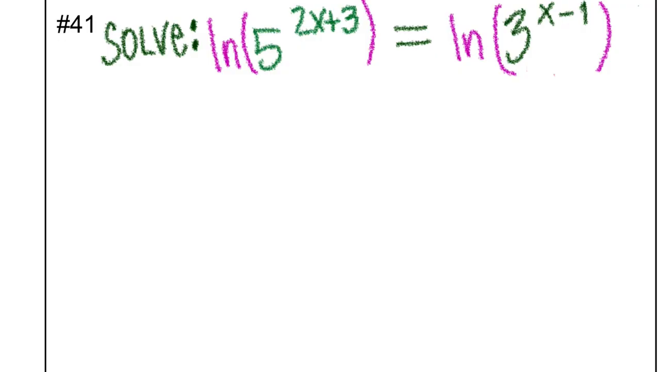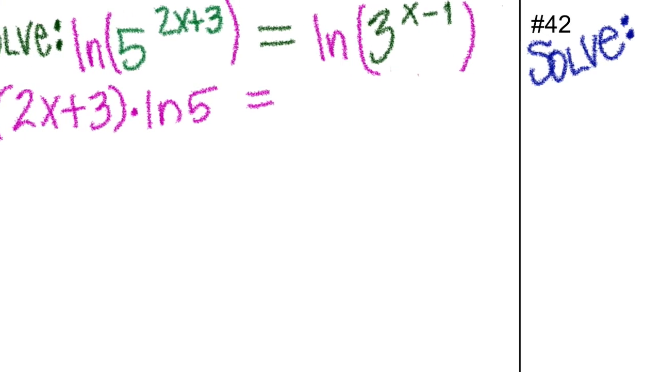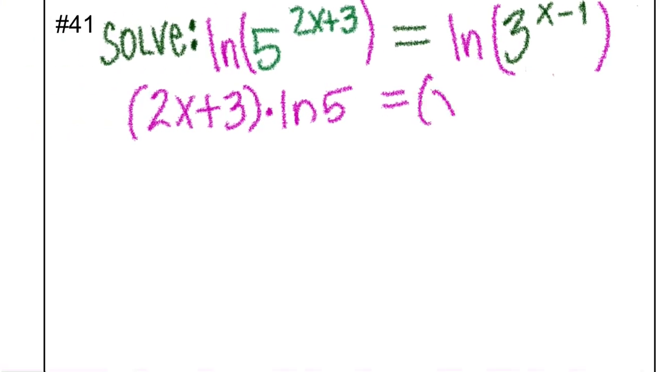Once you have a log on both sides, which you can only do when you have one term to a power on each side, it cannot have a sum or a difference of different terms. You have to take the ln or the log of the entire side, okay? Once we have this, we're allowed to bring our power out front by using the power property, but you must put that power in a parenthesis. Then same over here, we're going to bring that out front.